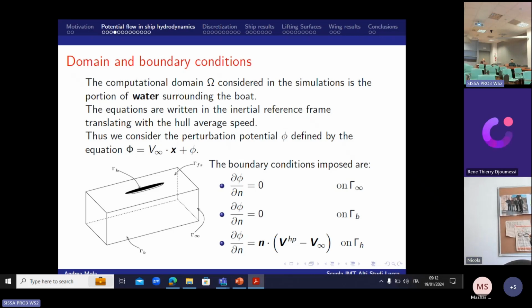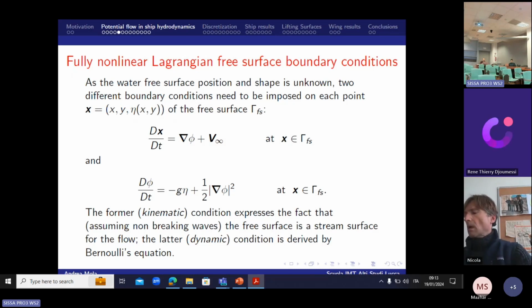And then we impose a non-penetration boundary condition on the bottom surface and also on the hull, which can also move with a velocity that is the velocity of the hull point. Clearly, from a modeling perspective, the most interesting things happen on the free surface, which is an unknown surface in our simulation. We have to impose two boundary conditions: one to understand whether the free surface is moved, and one to impose the potential on the free surface.